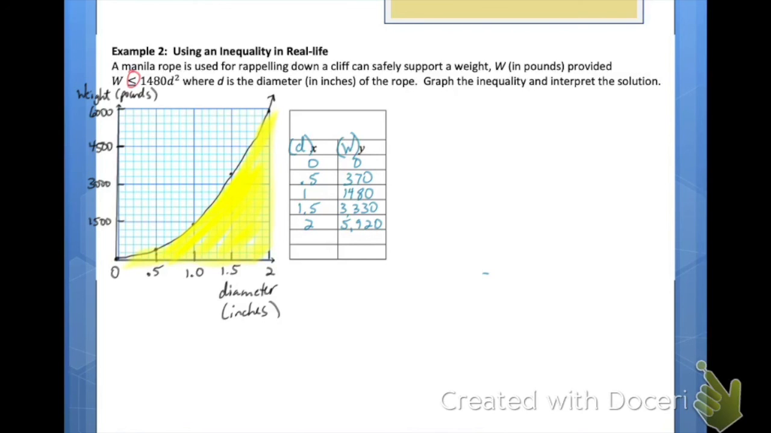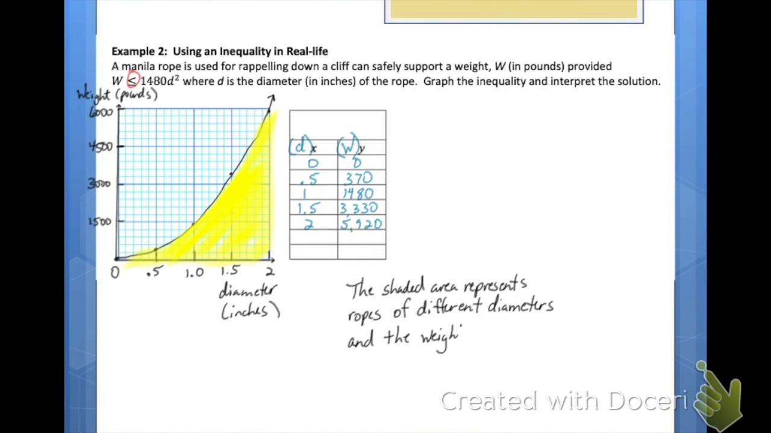And then I want to show everything that is less than that weight, so I'm going to shade below. In the shaded region, that shows all the different combinations of rope widths and the amount of weight that the rope could support. The region that is not shaded, that is above the curve, would be diameters of rope and the weights that would not be supported. So the shaded area represents ropes of different diameters and the weights that can be supported.